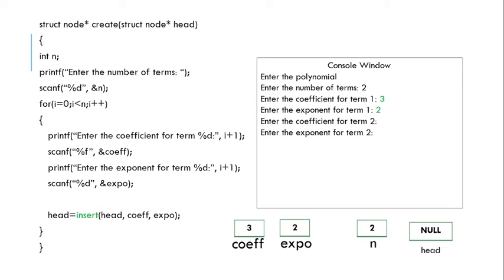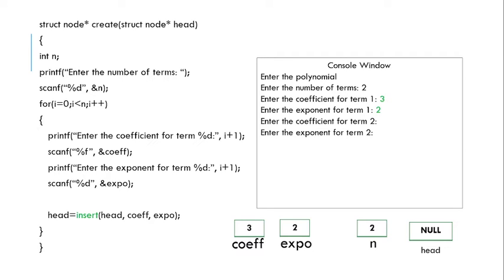For each term, I will call a function called insert. Why? Instead of writing that code in this function or in the main program, we are writing these things as separate functions. Then the insert function is used to insert these values into a node and insert that node into the correct position in the linked list according to the descending order of their exponents.